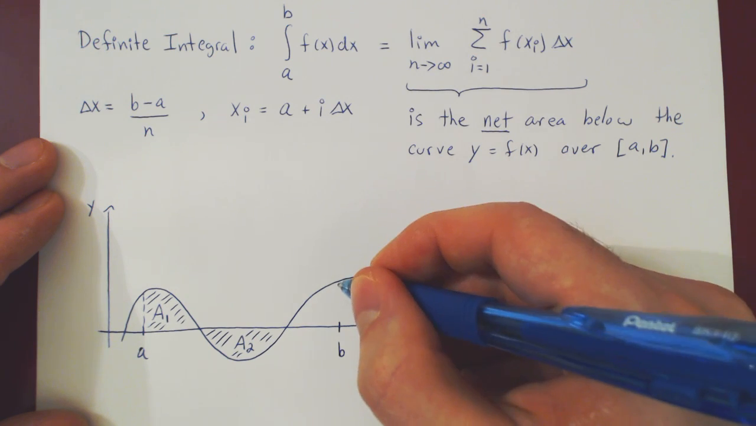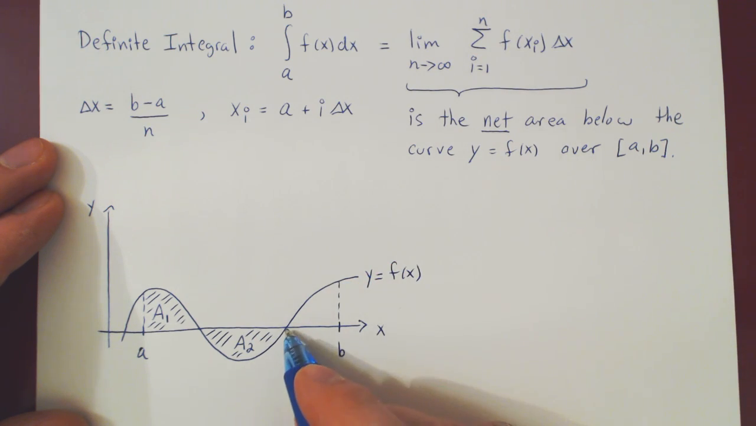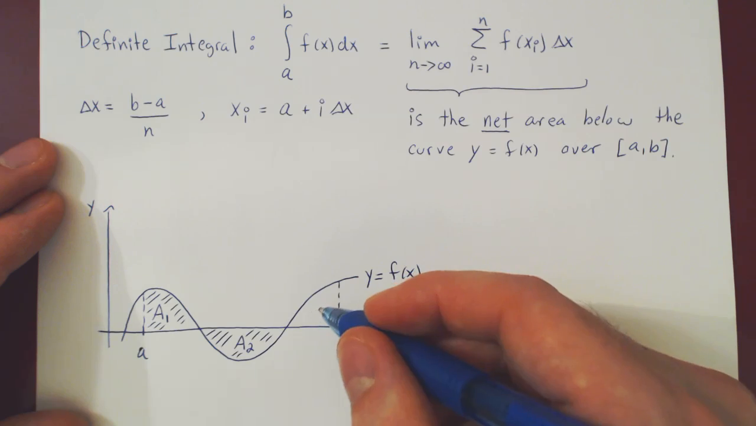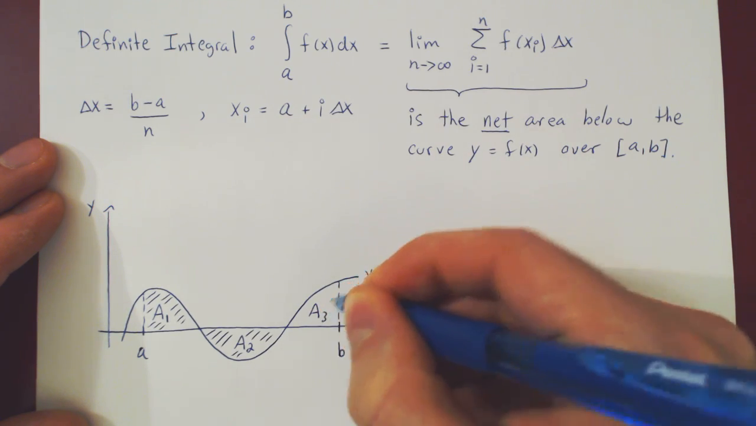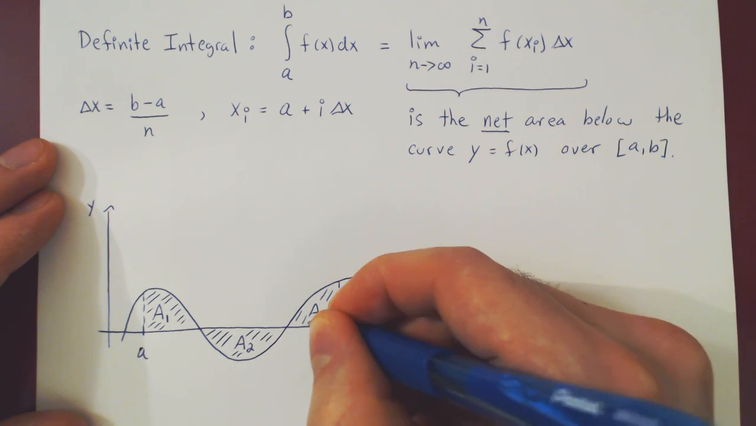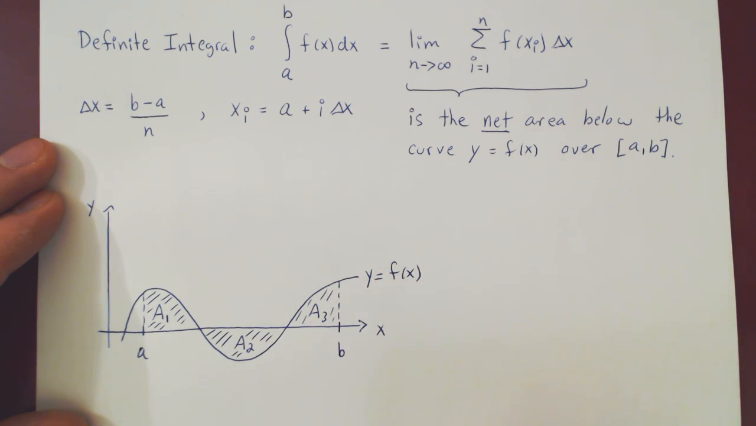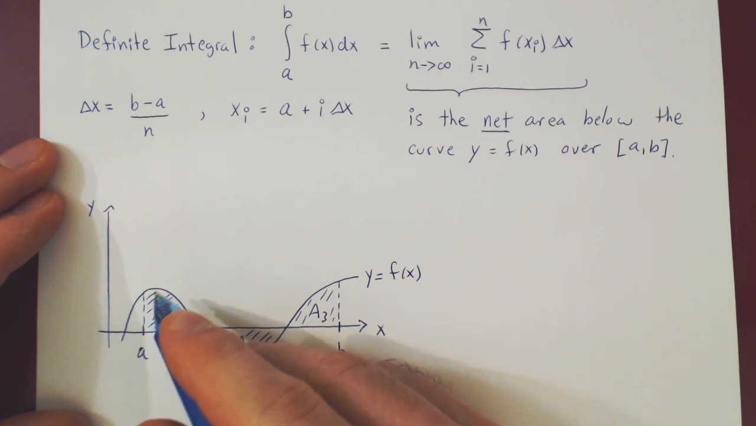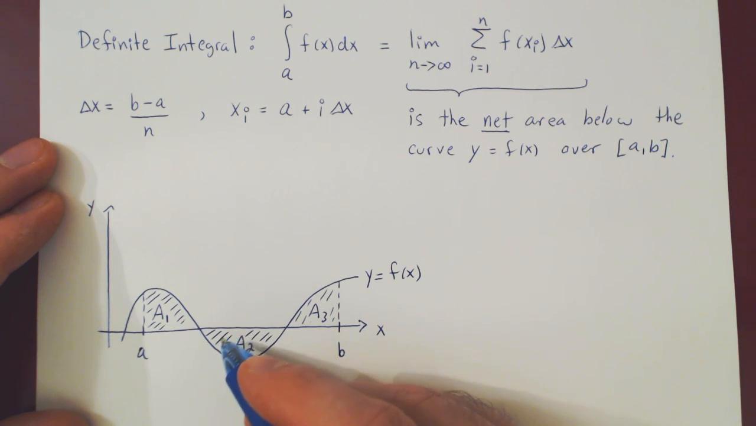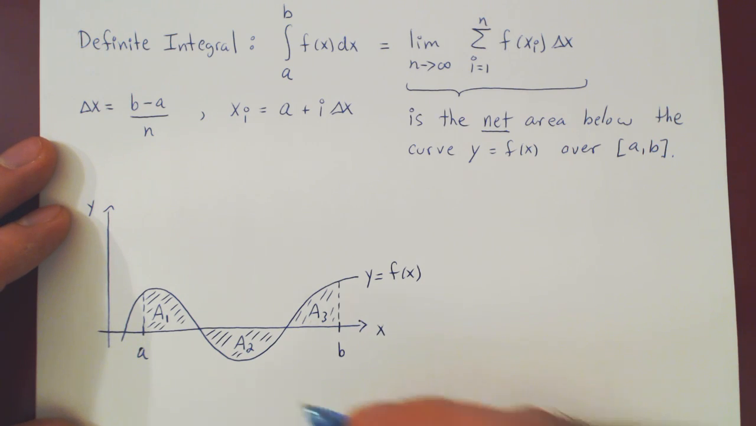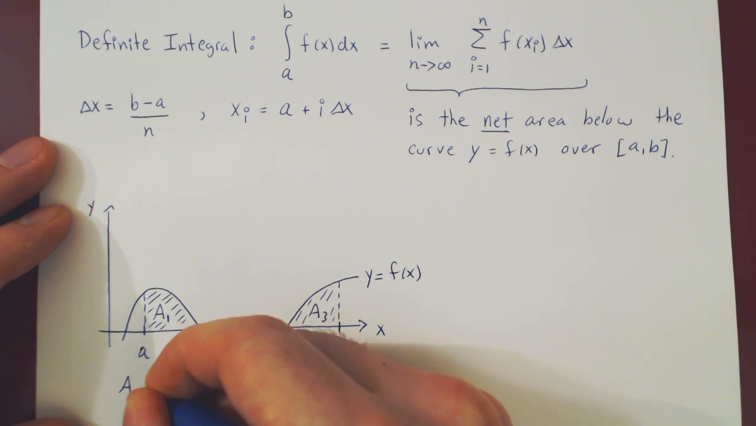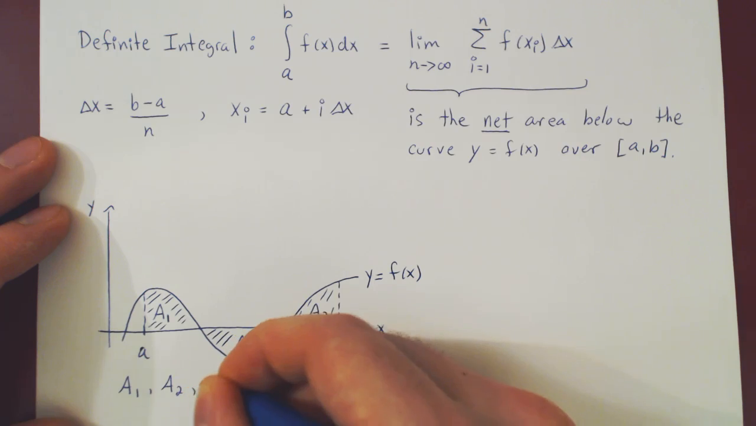And finally we have the third region going from this point to this point. Again, it has positive area. Say the area is A3. And I really want to stress this. A1 is the area of the first region, A2 is the area of the second region, A3 is the area of the third region. So here, A1, A2, and A3 are all positive.